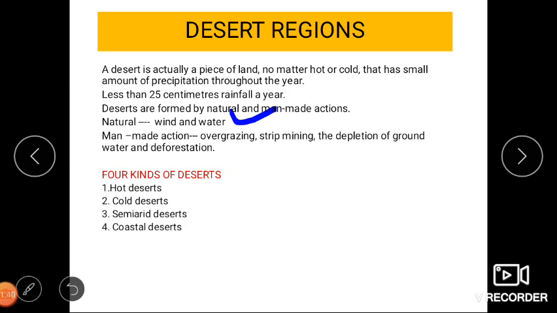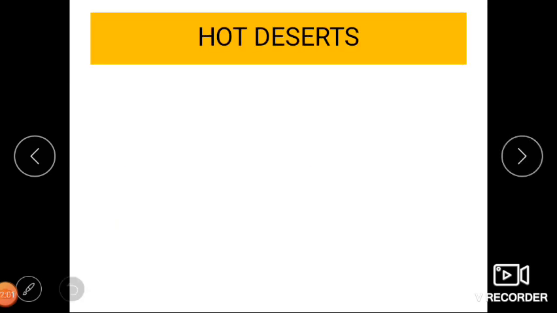There are mainly four kinds of deserts, namely hot deserts, cold deserts, semi-arid deserts, and coastal deserts. So dear students, in this chapter particularly we are going to learn about hot deserts.